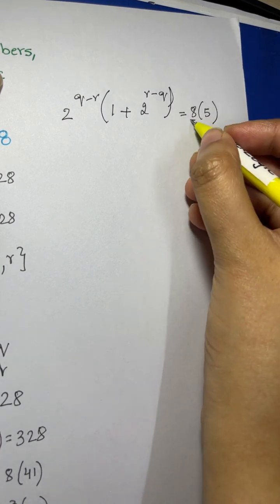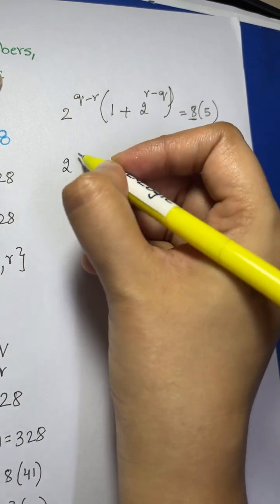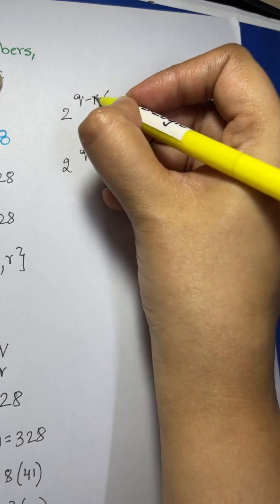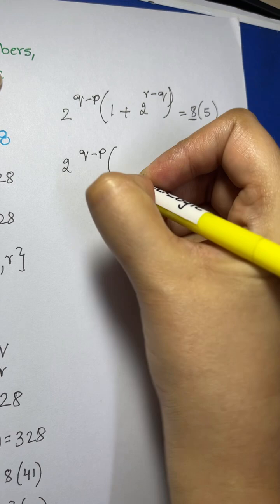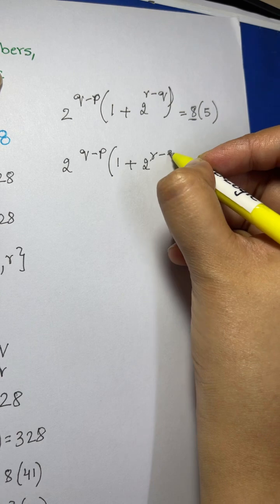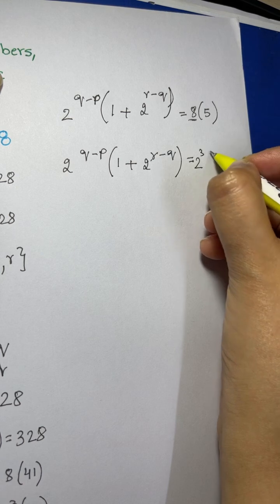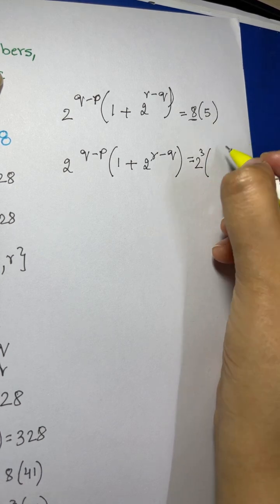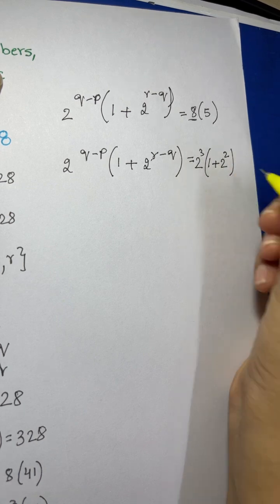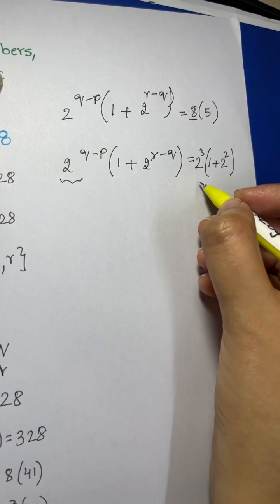Now you can again convert 8 into the base of 2. So you're going to write that 2 to the power of q minus p times 1 plus 2 to the power of r minus q is equal to 2 cube, and 5 can be written as 1 plus 4, and 4 is 2 squared. Now you can compare this to this.